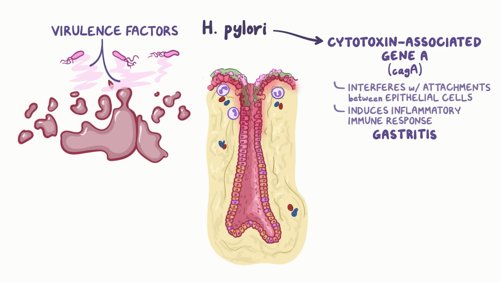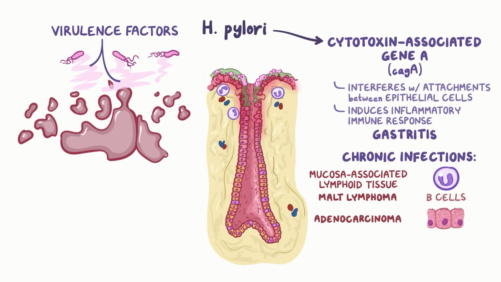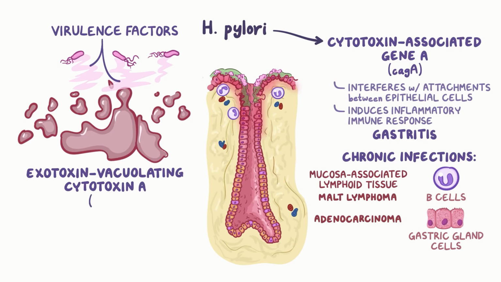to the infection site. In chronic infections, CAG-A has been linked to the development of 2 gastric cancers: mucosa-associated lymphoid tissue, or MALT lymphoma, which involves B cells, and adenocarcinoma, which involves cells within the gastric glands. Some strains of H. pylori produce exotoxin vacuolating cytotoxin A, or VAC-A, which causes epithelial cell death and exposes the underlying mucosal layers to gastric acid. As more and more cell layers die, deep holes through the mucosa form, called ulcers.